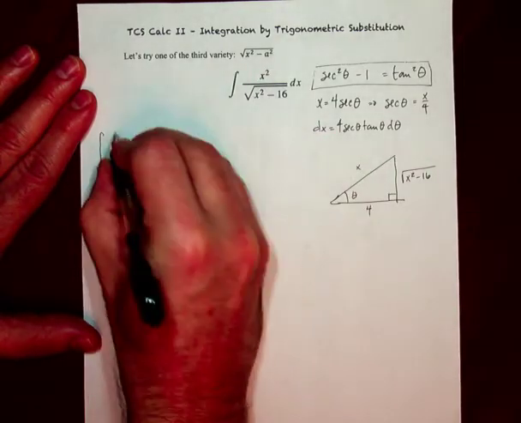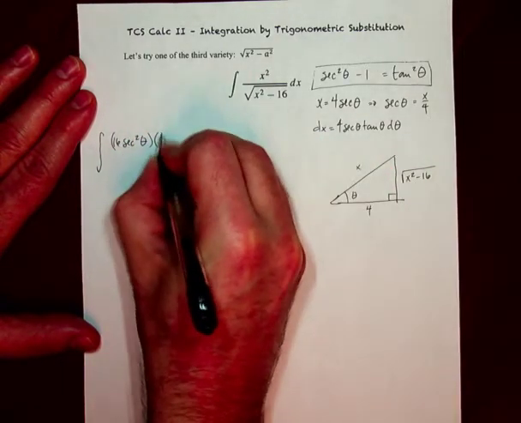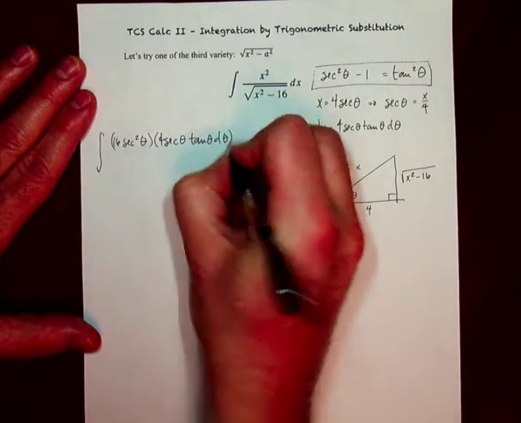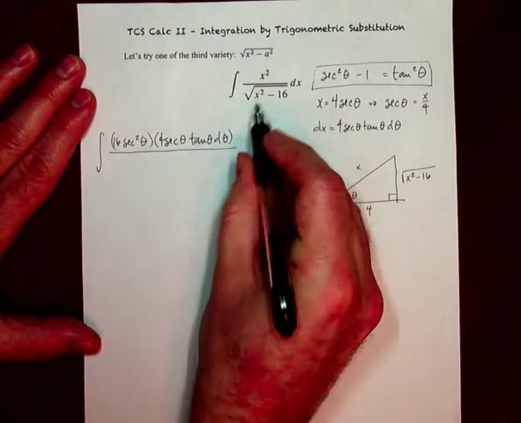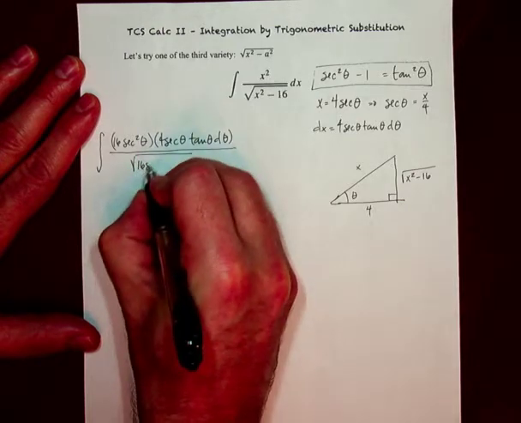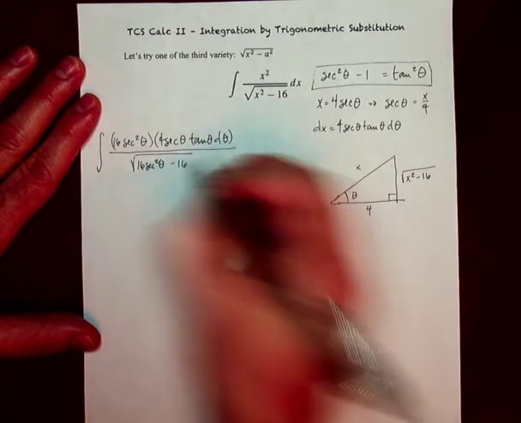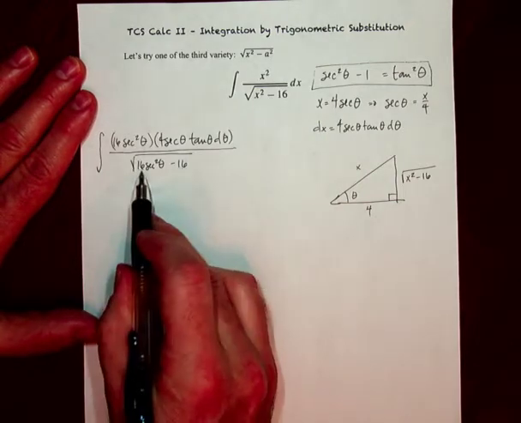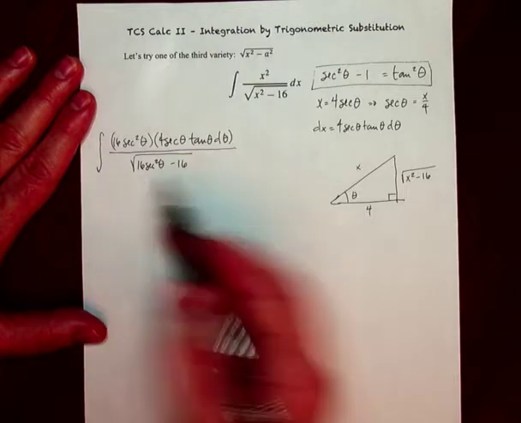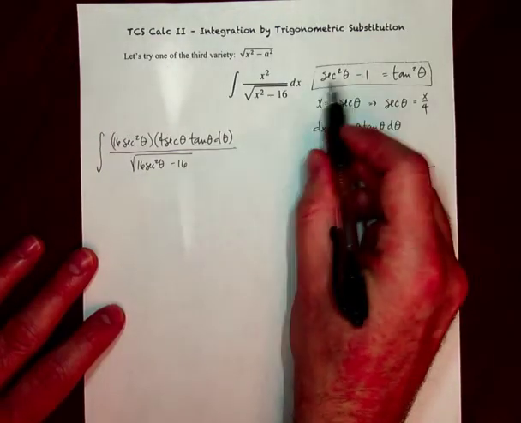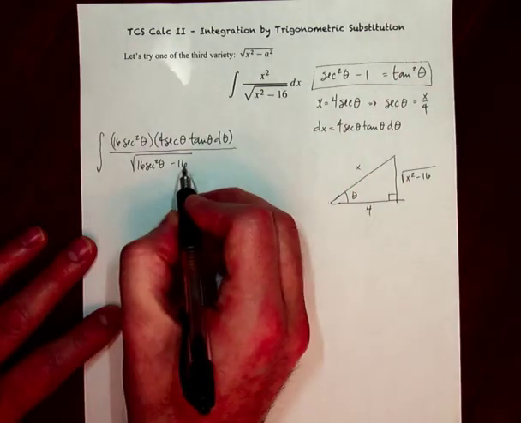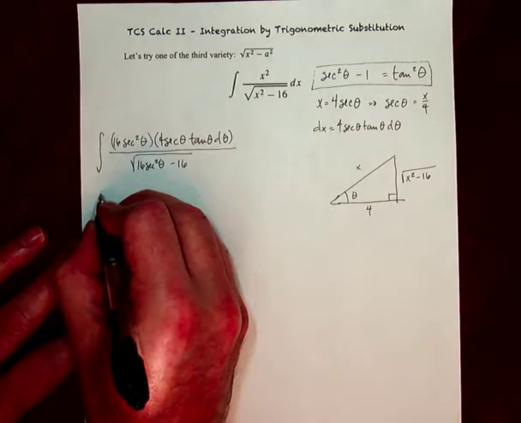Now let's do our dx. That winds up being 4 secant theta tangent theta d theta, all over the square root. And that square root is, of course, 16 secant squared theta minus 16. Now when I factor out the 16, that's going to become, underneath the radical, the product of 16 times secant squared minus 1. And that, of course, is going to be 16 tangent squared. So this denominator basically becomes 4 times tangent.